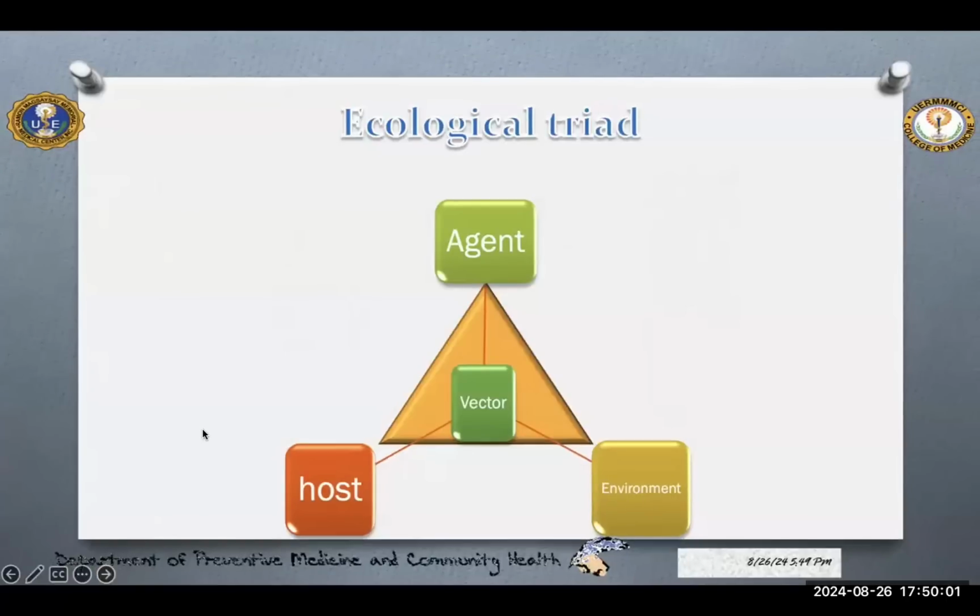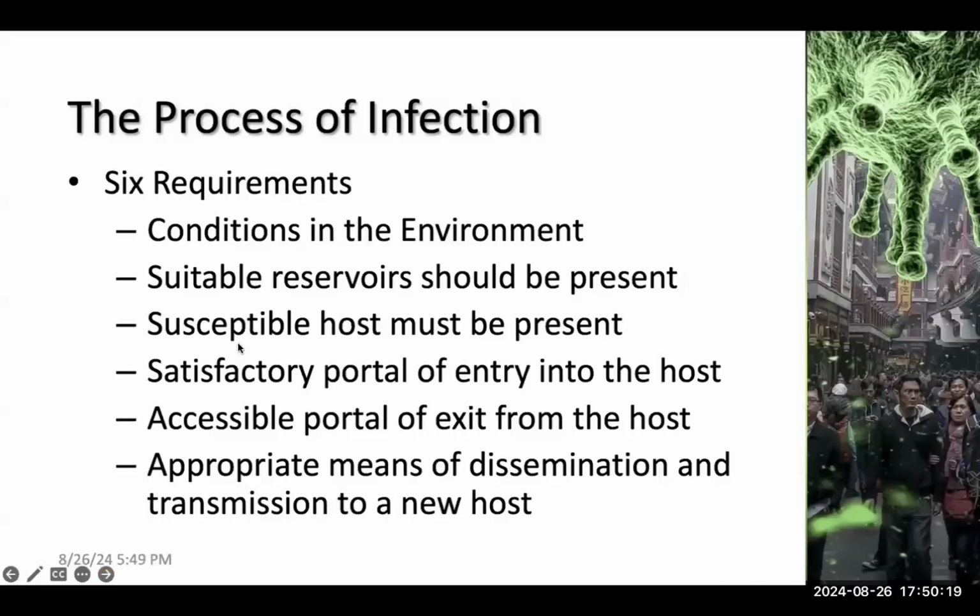We have talked about the ecological triad of the agent, host, and environment in your previous lecture, so I will not deal with this anymore. So suffice it to say that for there to be a disease, there should be an imbalance in the agent, host, and environment interaction. Okay. So for the process of infection, there are 6 requirements for there to be an infection. One is the condition and environment. The condition and environment should be suitable for the agent and not suitable for the host.